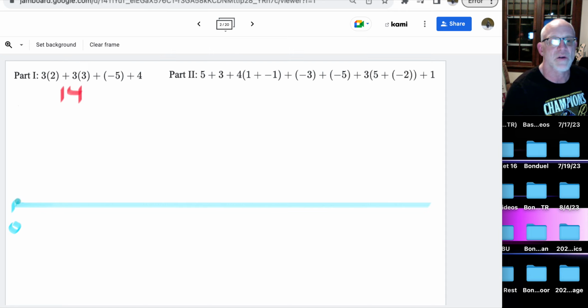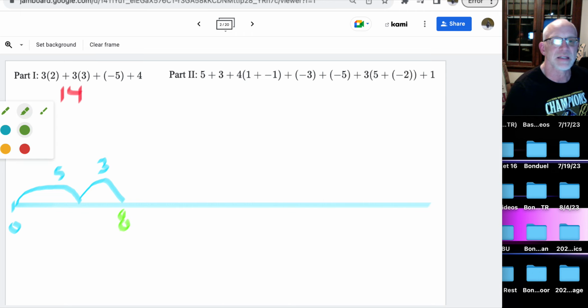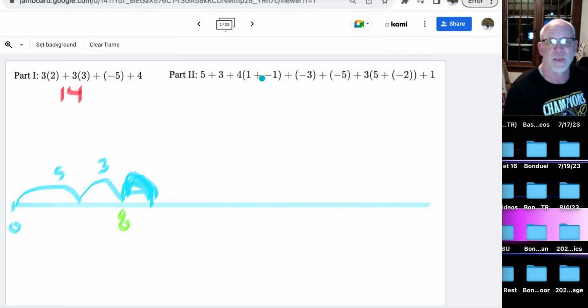So this says go 5, and then go 3. So right now we're at 8. Okay. And then this one was kind of tricky. They said go forward 1, backward 1, and do it 4 times. So that's 1 and back, 2 back, 3 back, 4 back. So they're still here at 8, right? Now it says go back 3. 1, 2, 3. All right, we're back here at 5.